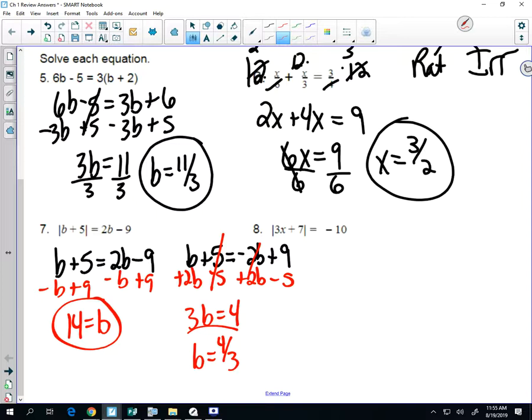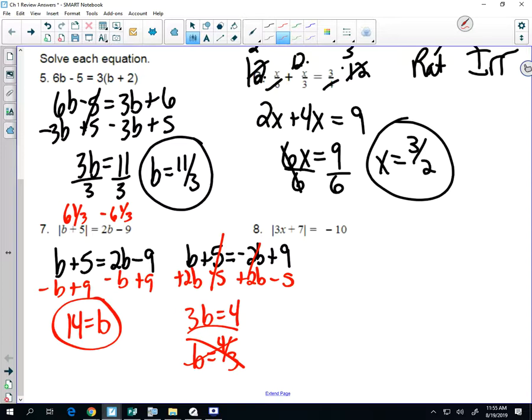So on this side, if I do 4/3 plus 5, I get 6 1/3. And then over here, I'm going to do 2 times 4/3 minus 9. I'm going to get negative 6 1/3. Those do not equal each other. So please mark that out and say it doesn't work or say it's extraneous.